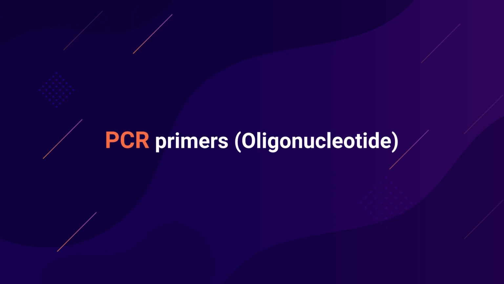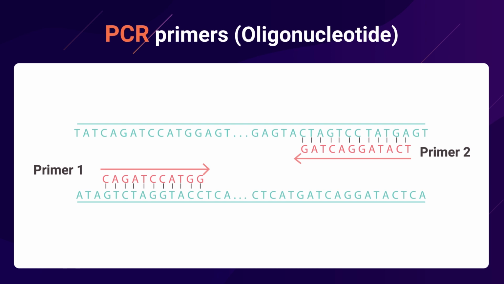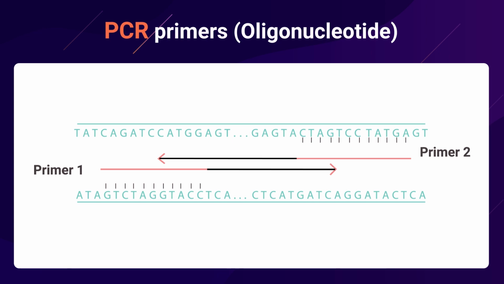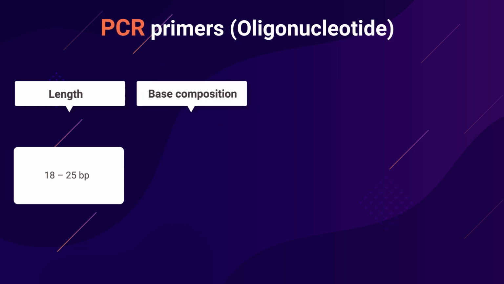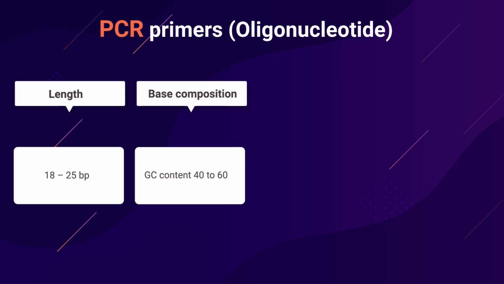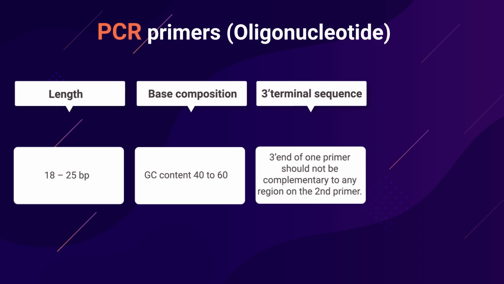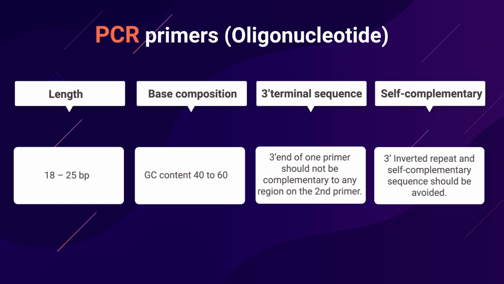PCR primers, oligonucleotide. A strand of short nucleic acid sequence that serves as a starting point for DNA synthesis, complementary to both ends of the targeted DNA fragment. Length, 18 to 25 bp. Base composition, GC content 40 to 60%. 3-terminal sequence, the 3' end of one primer should not be complementary to any region on the second primer. Self-complementary, inverted repeat and self-complementary sequences should be avoided.